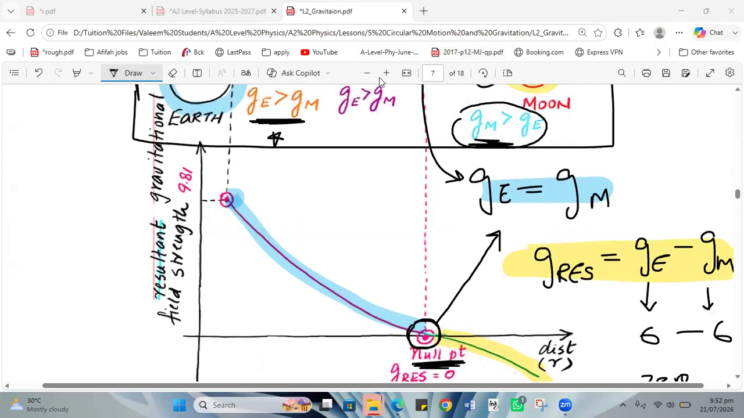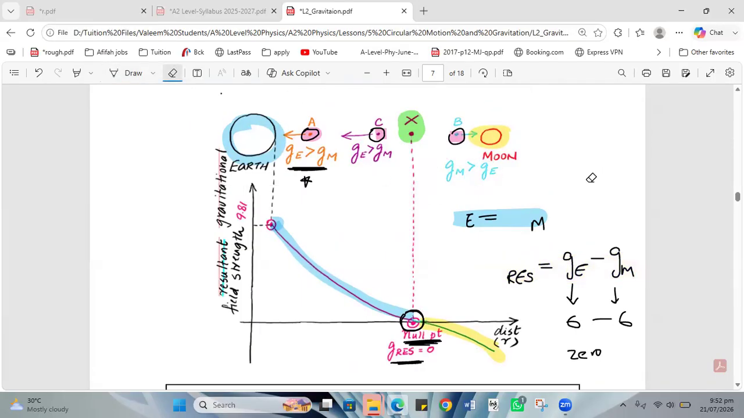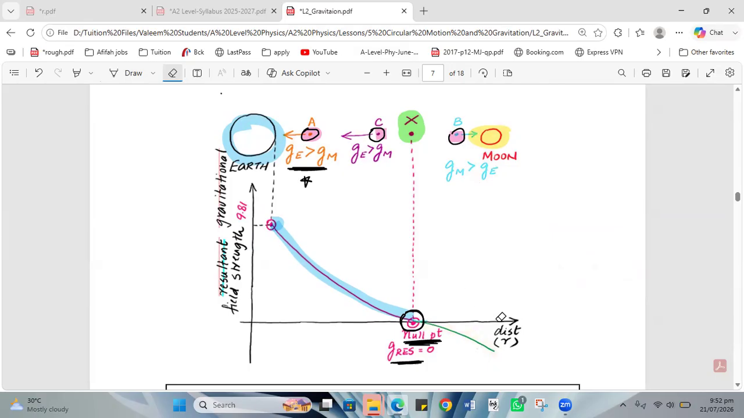One more important point. The null point is always going to be near the smaller mass. Notice in this graph, the null point is closer to the moon. Do you see? It's not at the center of the graph. It's closer to the moon. So the null point is always going to be closer to the object with the smaller mass. Oh, and what if both the objects have the same mass? Then in that case, the null point will be at the center. Got it?